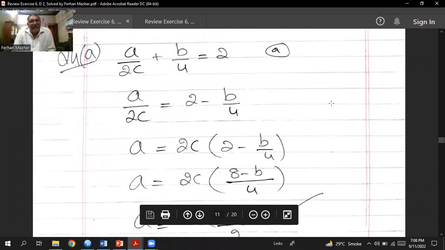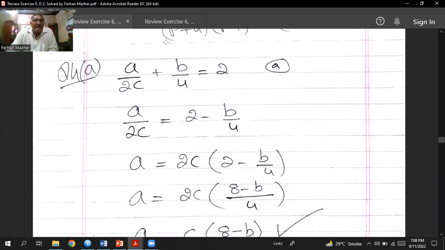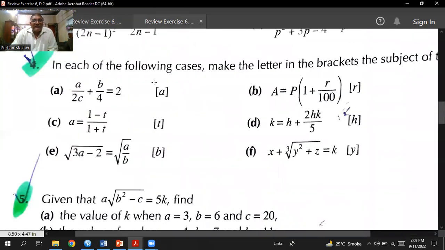So the solution of the question number 4, A part is showing up on your screen. If you want to take more time with it, you can pause the video and you can take your time. Okay. So we are going to the next question, the B part. A equals P bracket start 1 plus R by 100 bracket close. And I want to make R the subject of the formula.